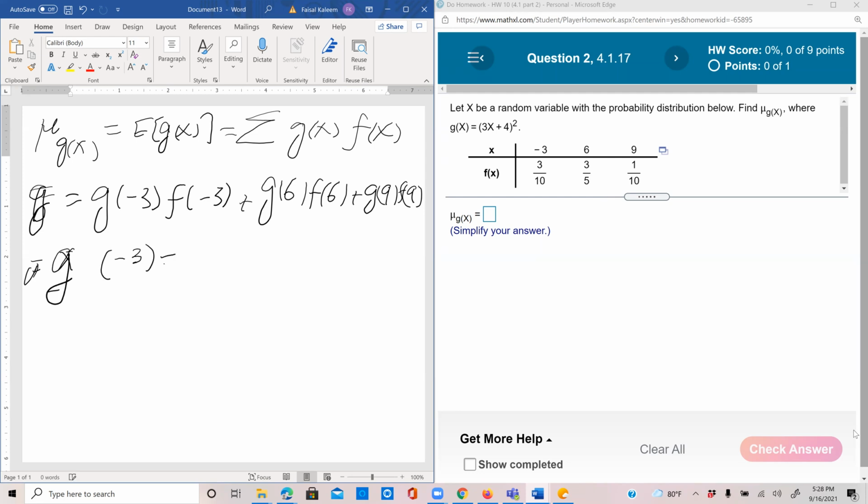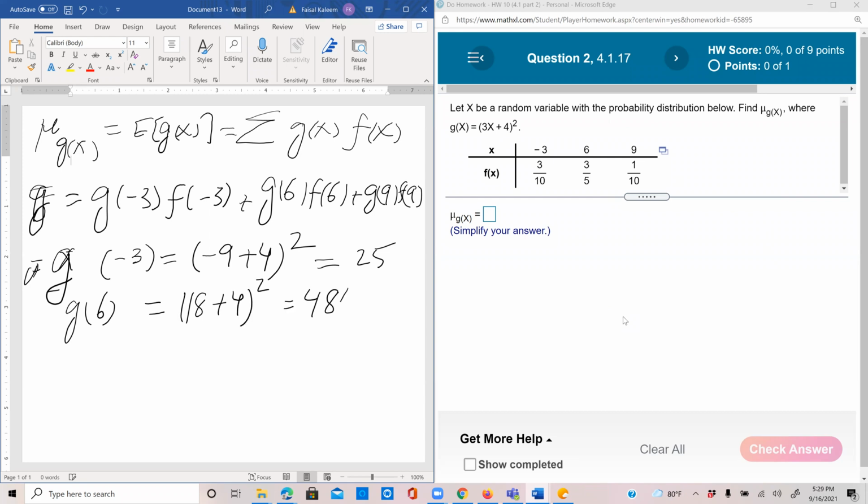g(-3) is equal to (-9 + 4) whole squared, right? Substituting -3 here, 3 times -3 is -9, and that is 25. Similarly, g(6) would be 3 times 6 is 18, plus 4, whole squared, that's 484. And g(9) would be 9 times 3 is 27, plus 4 is 31. Whole square is 961.